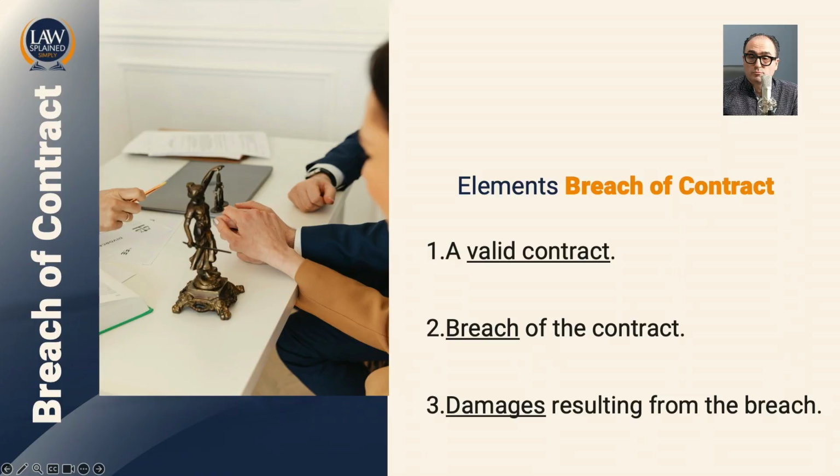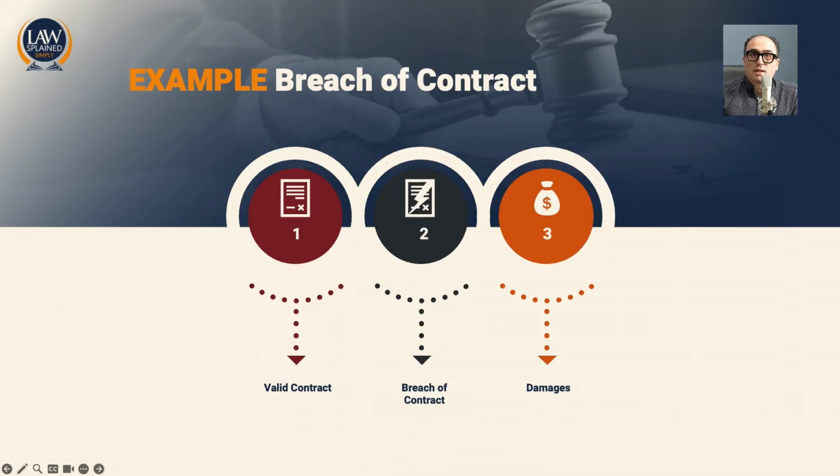There are 3 elements to a breach of contract cause of action. And they are a contract, the breach of that contract, and damages. So all 3 of those elements have to be in the statement of claim in order for you to be successful. Let's have an example. You see my 3 elements, 1, 2, and 3. A contract, breach of contract, and damages.